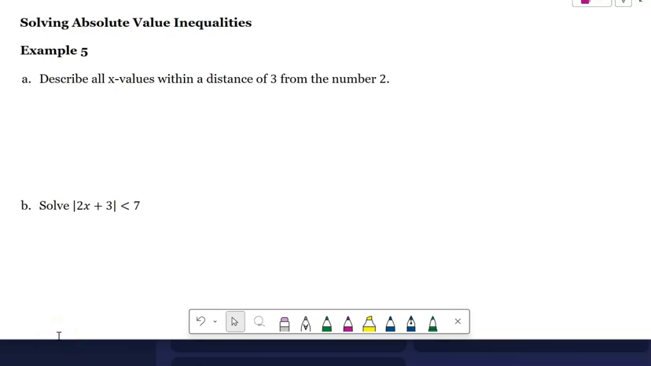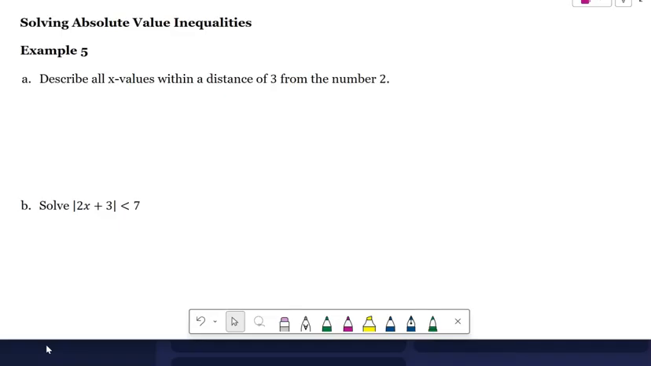Solving absolute value inequalities. When we talk about absolute value, what we mean is the distance from zero. Oftentimes, students think of absolute value as taking the opposite of a number, but absolute values are always going to be positive values because distance is always positive.